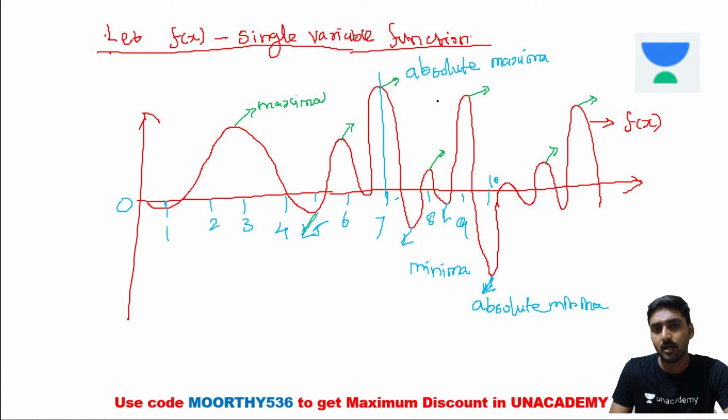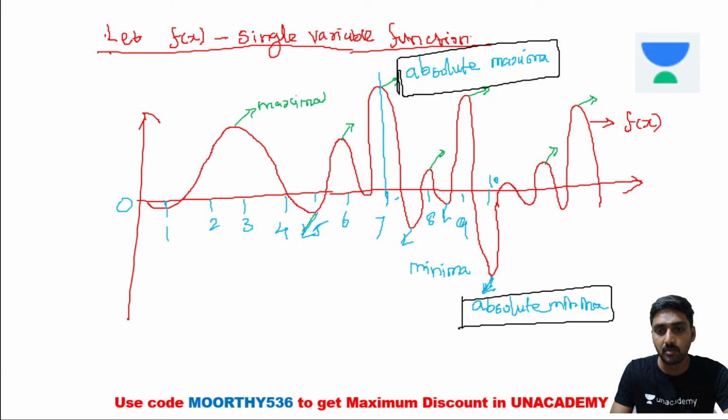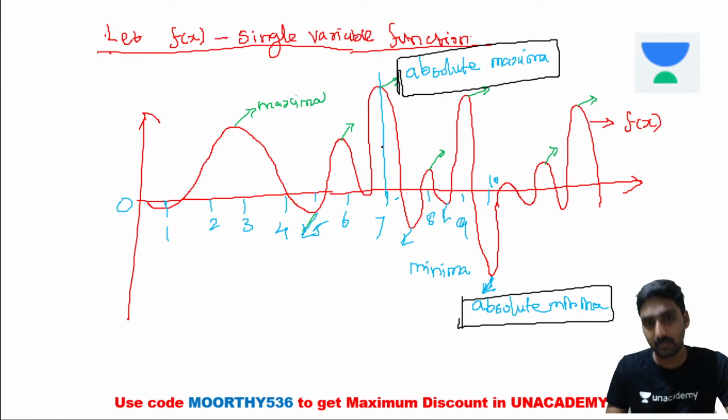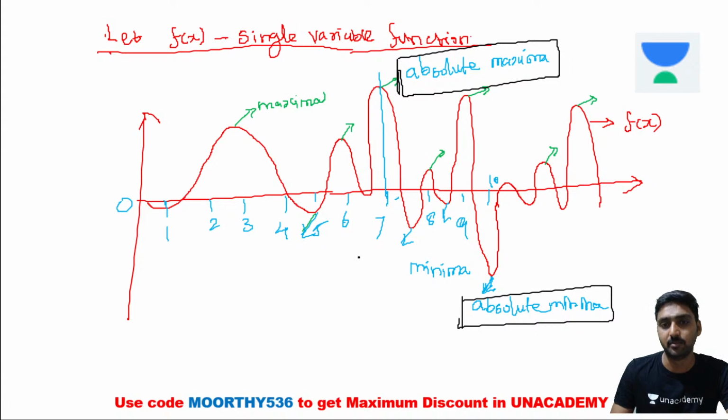Here, in case they are asking for the maximum point and minimum point in the function, there are many maximum points. The absolute maximum is the only one considered as the maxima, and the absolute minimum is considered as the minima. But we are getting many maxima and minima points, right? In case they are asking for the point at which we are getting the maximum point.